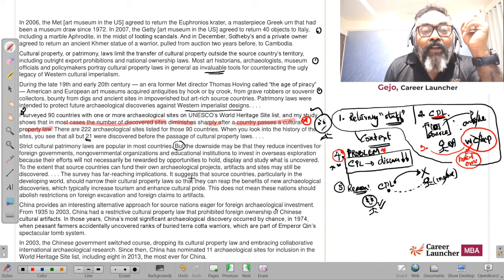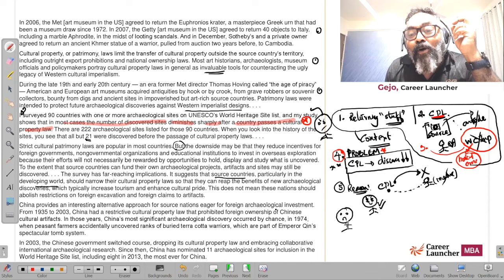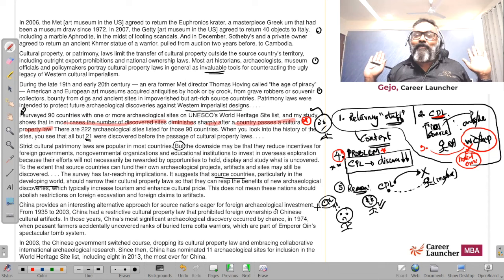I've got money. I'll do my stuff. But the problem is that the survey has far-reaching implications. It suggests that source countries, particularly in the developing world. Now, what happens if you have a source country which says, I don't have money. My pocket is khali. I have got nothing. What to do? And then I've got a CPL which says that nothing can go outside. People are not coming and helping me because they are not interested. I don't have money. So whatever I'm going to discover, I'm going to chill. You don't take, I will not take, I will just chill. That's what is happening here.